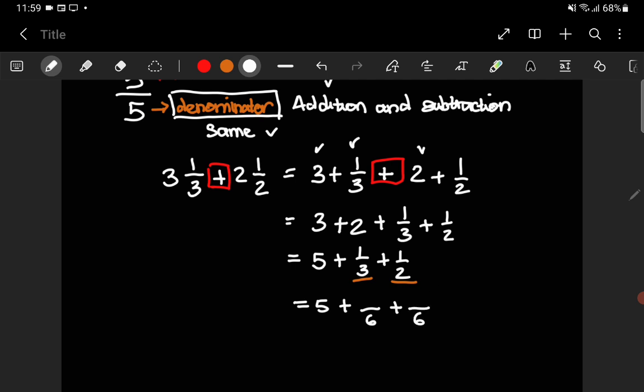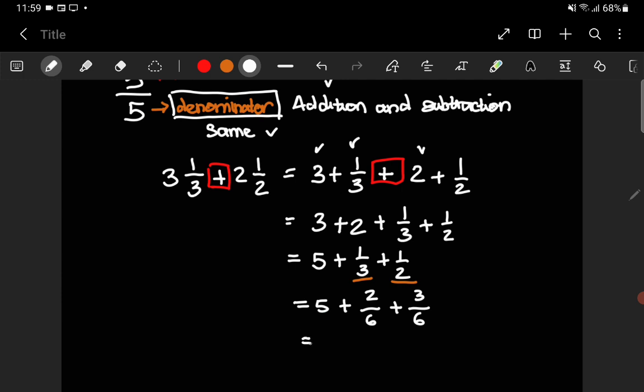Then we will make an equivalent fraction of 1 over 3, so it becomes something over 6. 3 times what becomes 6? 3 times 2 becomes 6. So the top one, you times it by 2. 1 times 2 will be 2. And then the second fraction: how to make it a fraction that has the denominator of 6? Well, 2 times 3, right? So the top one, you times it by 3. 1 times 3 becomes 3.